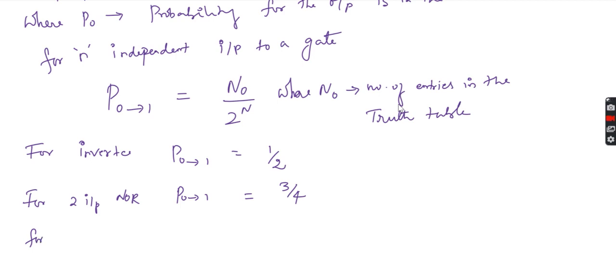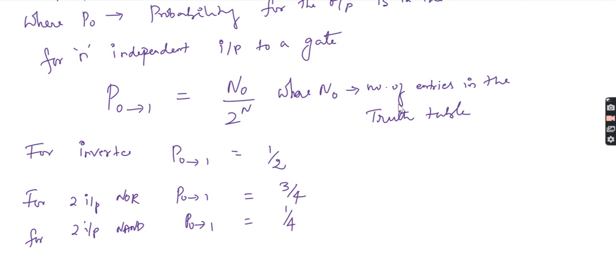So next, for 2 input NAND gate, what will be? It will become 1 by 4 instead of 3 by 4, because the output will be 0 if both are high, and the rest of the values will be 1. So this is the transition activity.